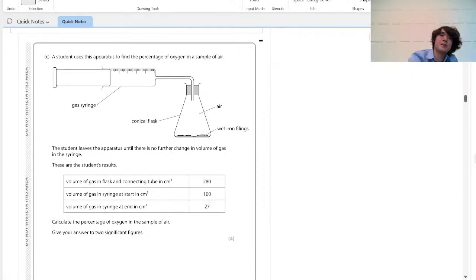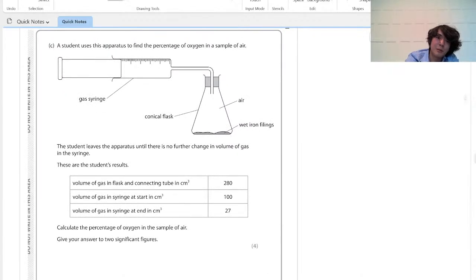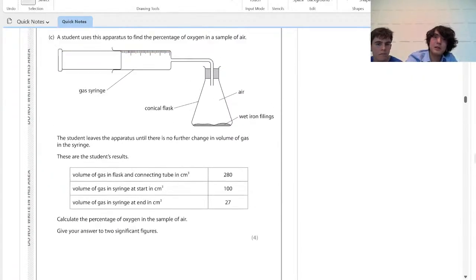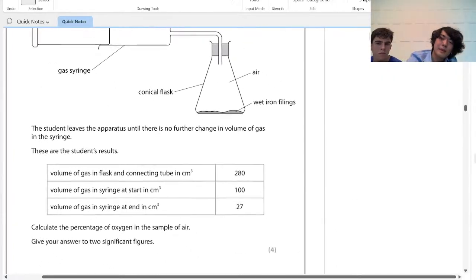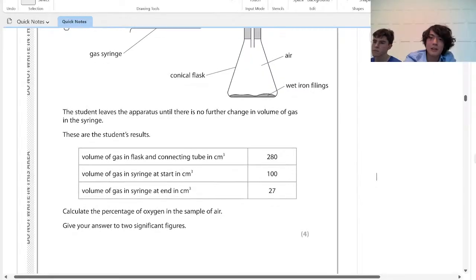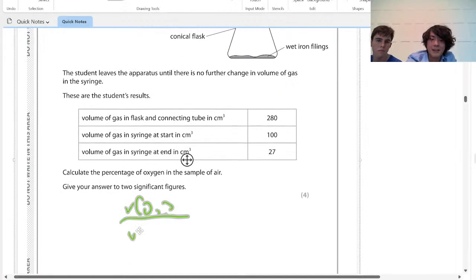The student uses this apparatus to find the percentage of oxygen in a sample of air. The student leaves the apparatus until there is no further change in the volume of gas in the syringe. Calculate the volume of oxygen in the sample of air. Give your answer to two significant figures. So what's it asking? It's asking basically the volume of oxygen over the total volume of air.